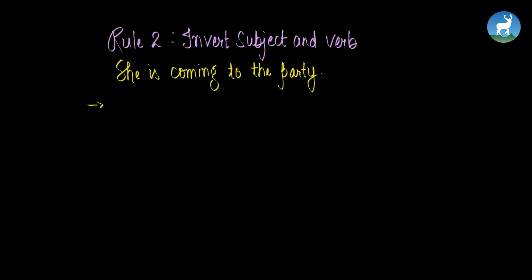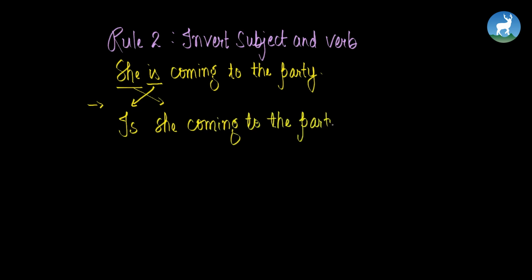Yes. Now whenever we have to form a yes or no question with a positive sentence, what do we do? We invert the subject and verb. So here is the auxiliary verb and this one is the subject. We just invert their positions. Is she coming to the party? And here we add a question mark. Now we just have formed a yes or no question from a simple sentence.